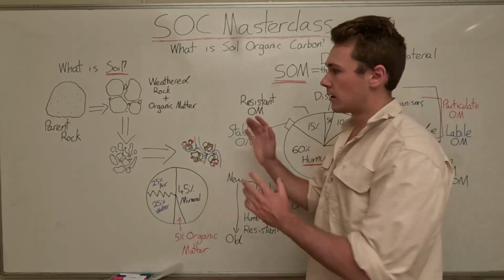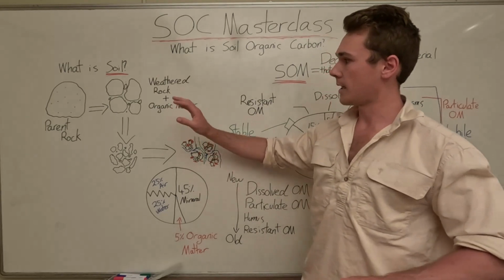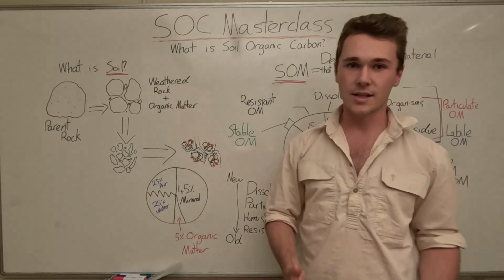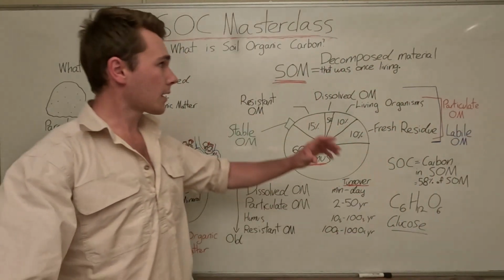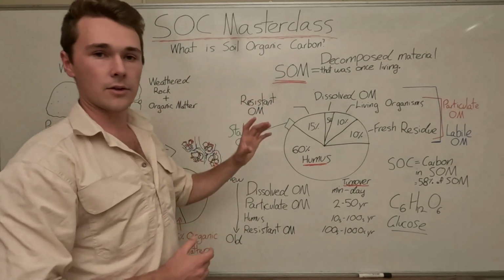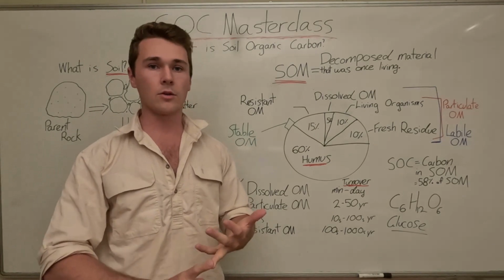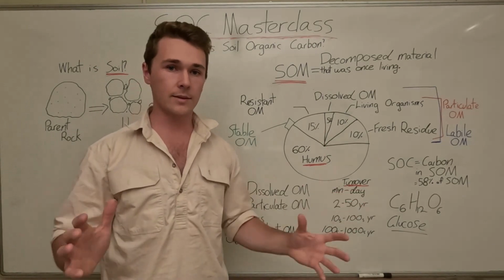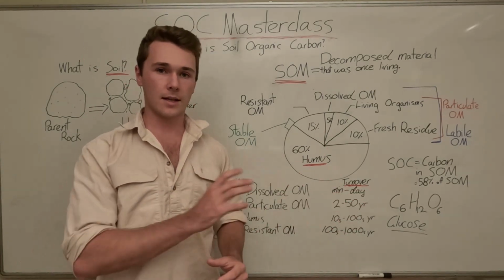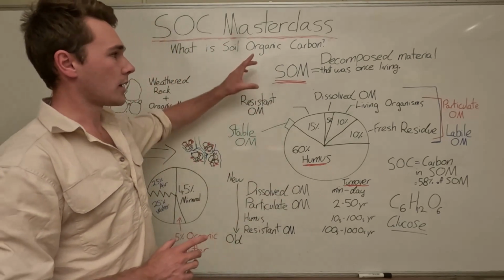So now that we understand a little bit more about soil and what our soil is built up of, now we can actually start talking about soil organic matter. So soil organic matter is simply decomposed material that was once living. So if we think of plants, if we think of animals, microbes, anything that was once living, decomposed in our soil. And that is soil organic matter.